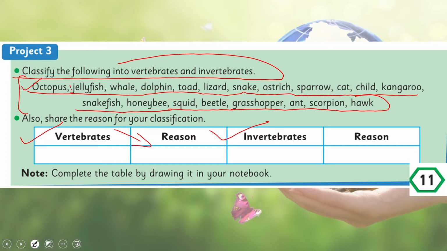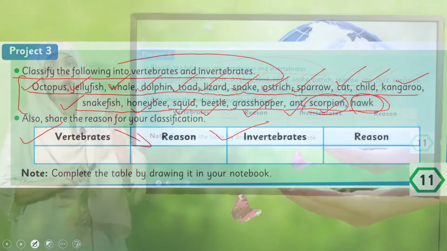Octopus is invertebrate, jellyfish invertebrate, whale vertebrate, dolphin vertebrate, toad vertebrate, lizard vertebrate, snake is a vertebrate, keep this in mind. Ostrich vertebrate, sparrow vertebrate, cat vertebrate, child vertebrate, kangaroo is also a vertebrate, snakefish vertebrate, honeybee invertebrate, squid invertebrate, beetle invertebrate, grasshopper invertebrate, ant invertebrate, scorpion invertebrate because it has an exoskeleton, and hawk, that's a bird, so it is a vertebrate.